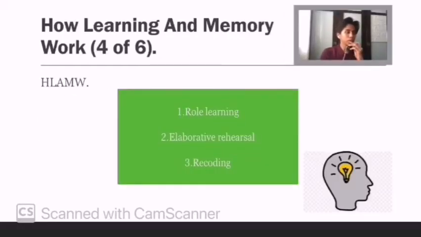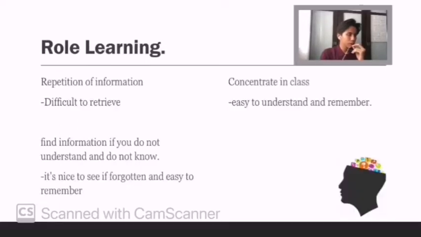How do learning and memory work? Number one, rote learning. Number two, elaborative rehearsal. Number three, recoding. Rote learning is repetition of information, which is difficult to retrieve. Concentrate in class, so it is easy to understand and remember. Find information if you do not understand or do not know. It is nice to check if forgotten, and it is easy to remember.